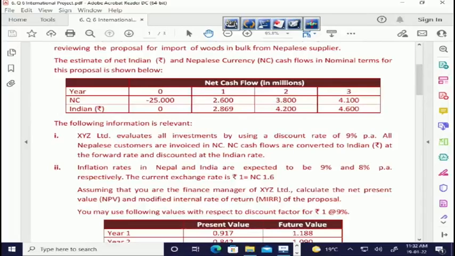What is it coming to? 1.6 into 1.09 by 1.08 comes to 1.6148. That's the year 1 exchange rate. And now once again, 1.6148 into 1.09 by 1.08 comes to 1.6298. And once again into 1.09 by 1.08, it comes to 1.6449. I don't think anybody will mind that I am not showing it on the board. You can easily find the exchange rate by multiplying with 1.09 by 1.08. So that's the exchange rate.